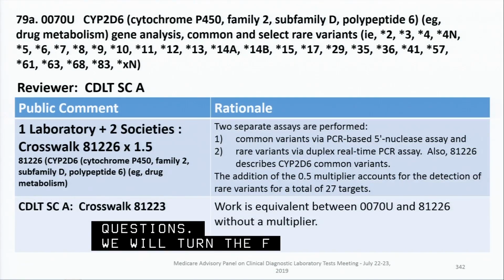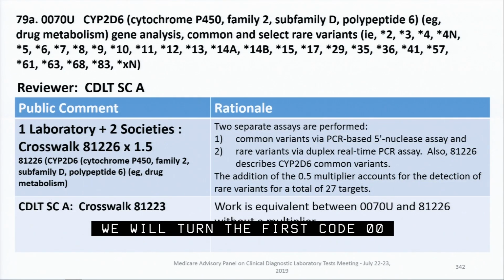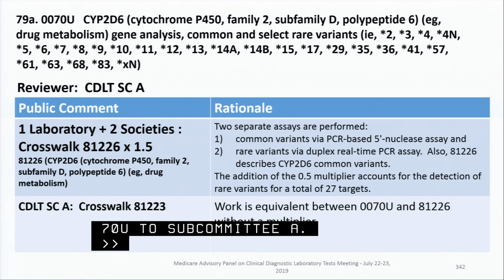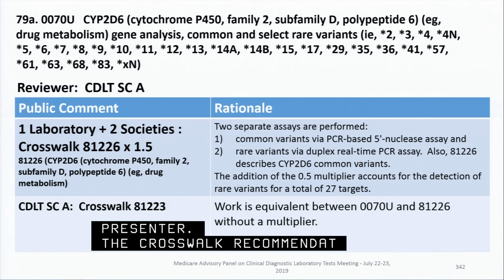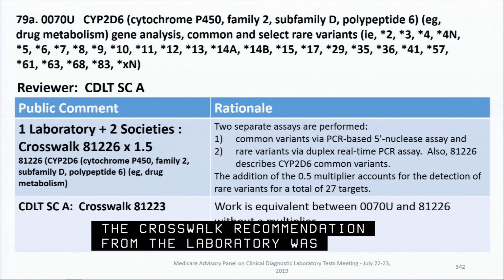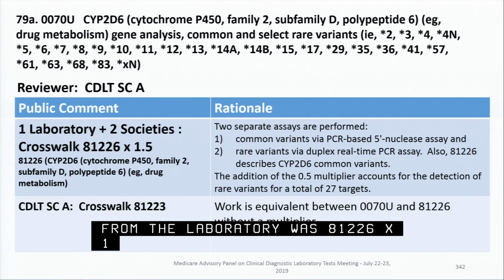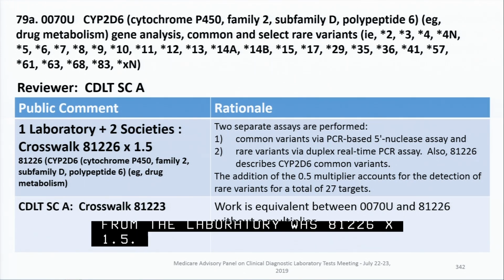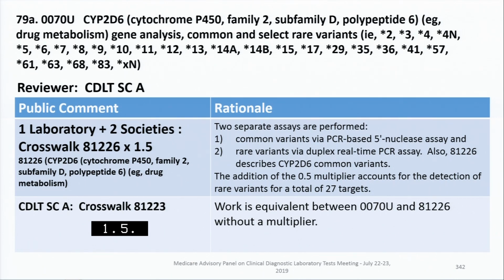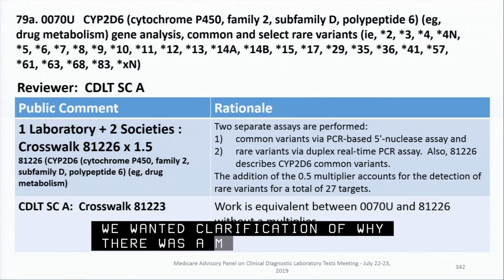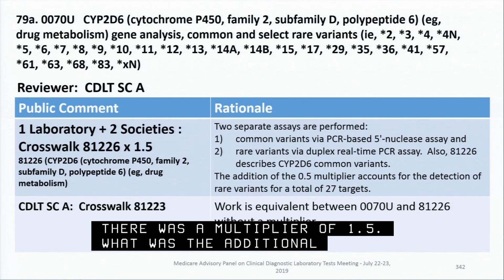Dr. Bossler. Thank you. I do have a question for the presenter, so I'll have her step up. The crosswalk recommendation from the laboratory was 81226 times 1.5. And we wanted clarification as to why there was a multiplier of 1.5. What was the additional work here over what's being done for 81226 for CYP2D6?